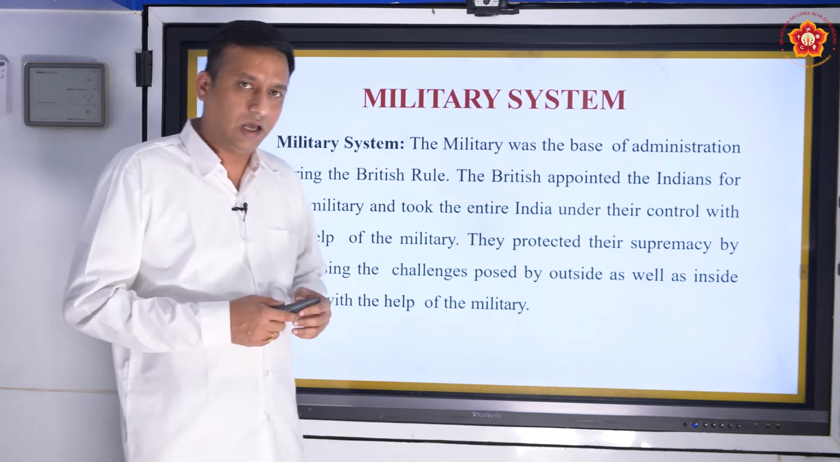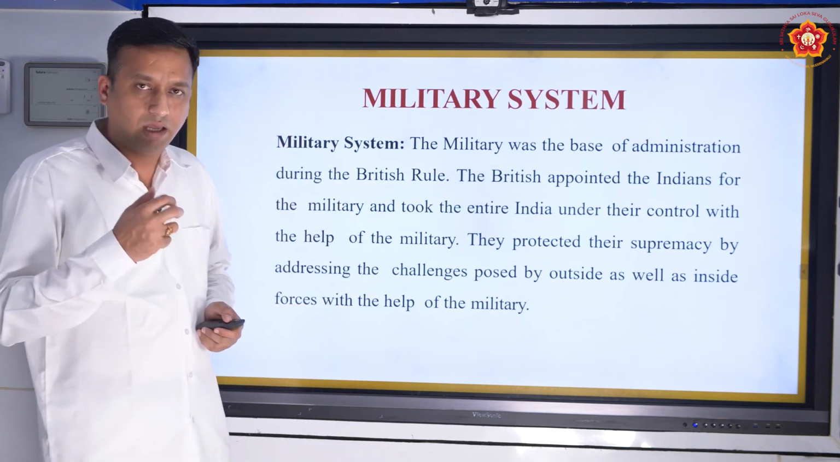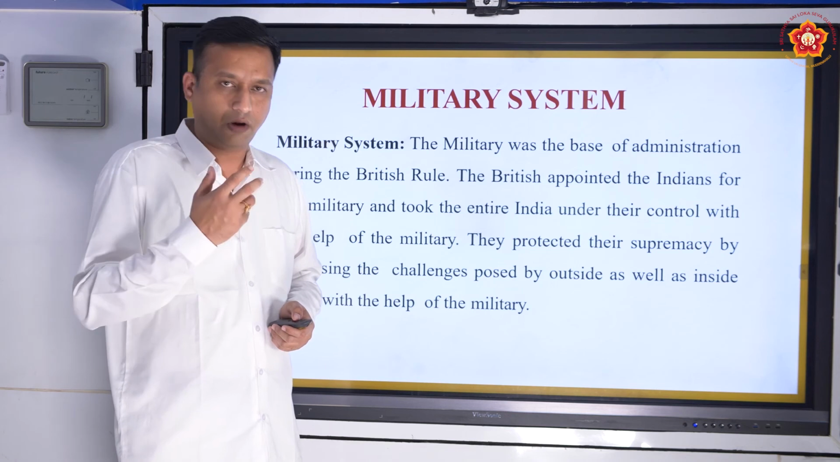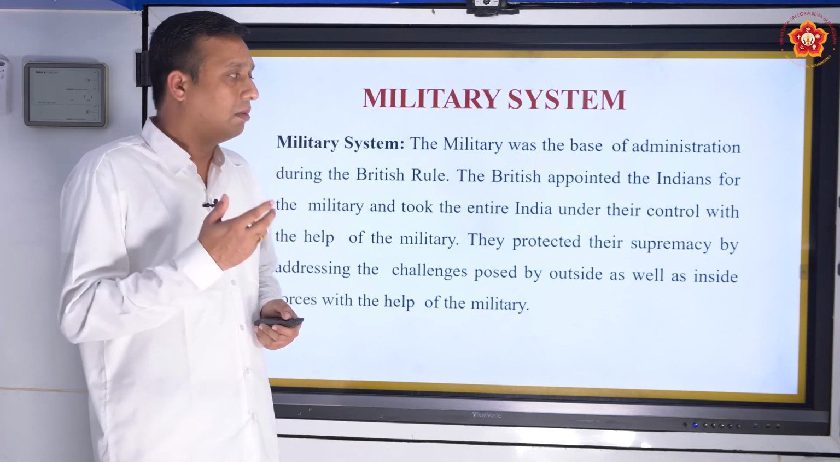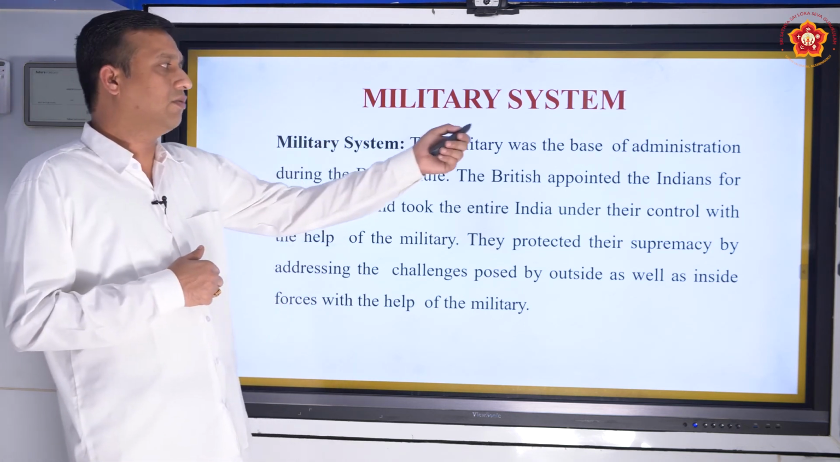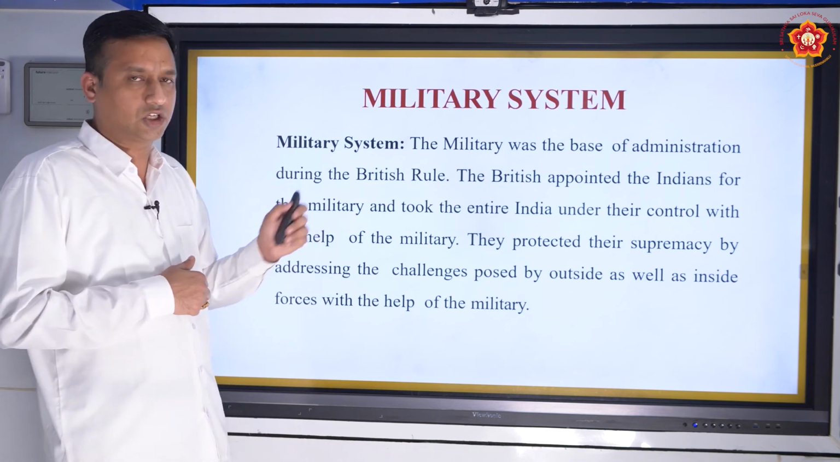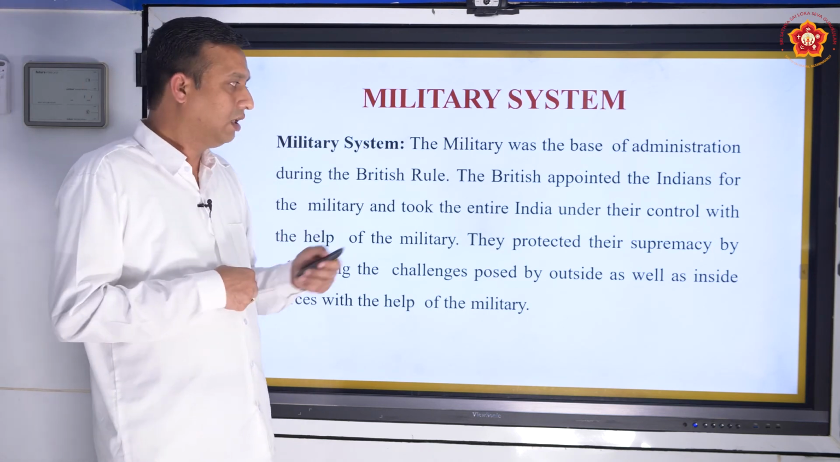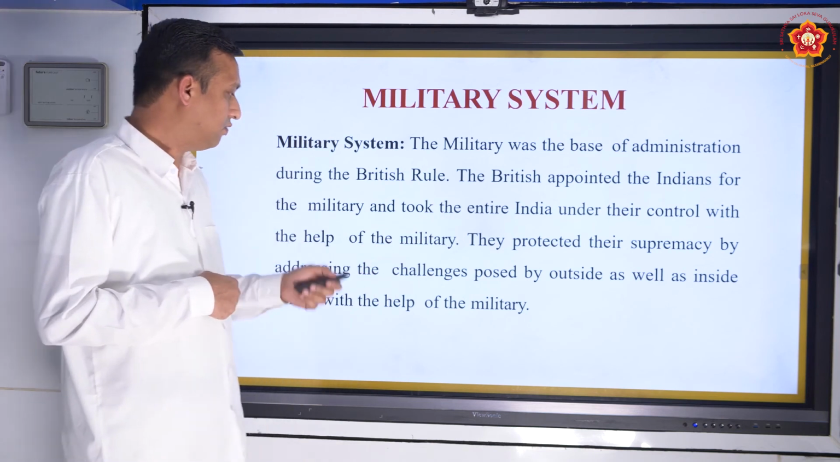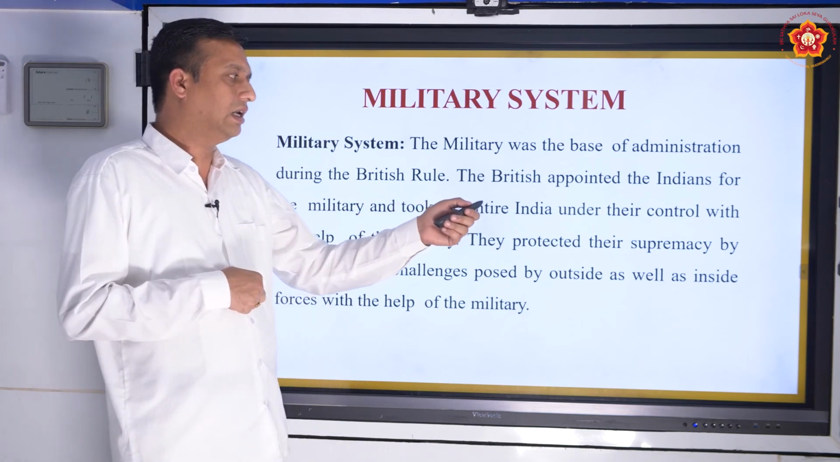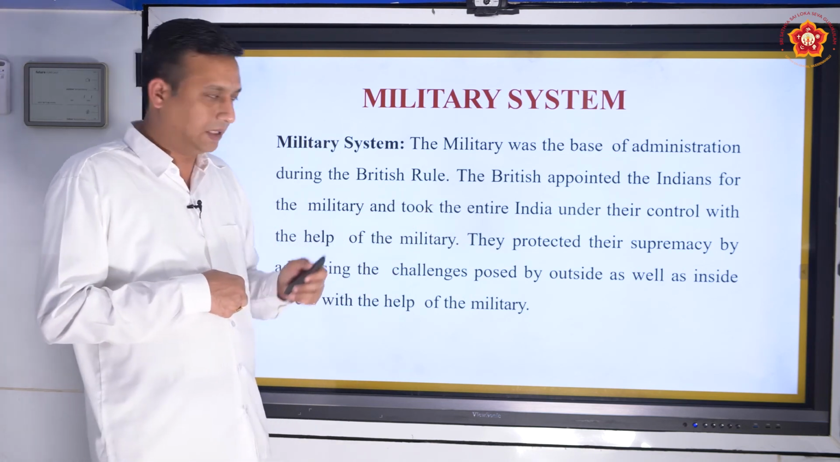Now coming to the military system. A country to have proper safety and security needs a military. So the military was the base of administration during the British rule. So everything was by force. The British appointed the Indians for the military and took the entire India under their control with the help of the military.